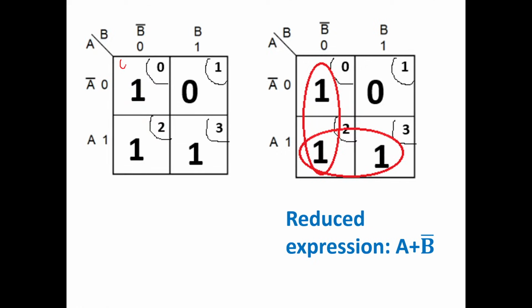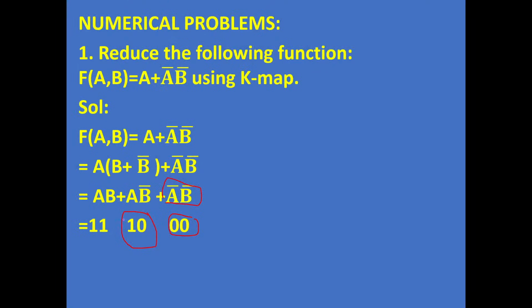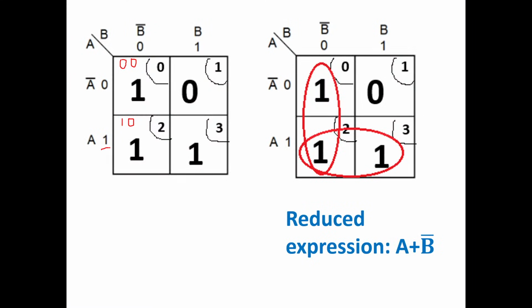So our terms are 0, 0. Another term is 1, 0. What else? 1, 1. 1, 1 means here 1 is there, here 1 is there. So which one? This one. 1, 1. Did you understand? I'll draw the K-map.